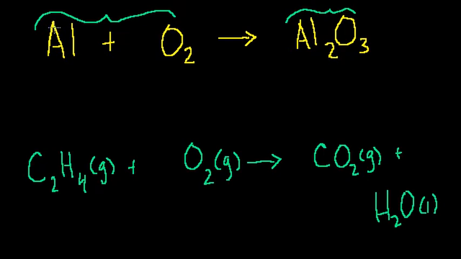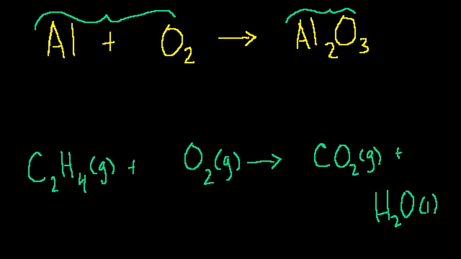On this side, I have one aluminum. On this side, I have two aluminums. And then I have a different number of oxygens. On this side, I have two oxygens. And on that side, I have three oxygens. So balancing equations is all about fixing that problem. So I have the same number of aluminum on both sides of the equation and the same number of oxygens on both sides. So let's try to do that.